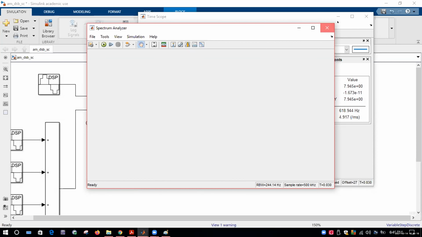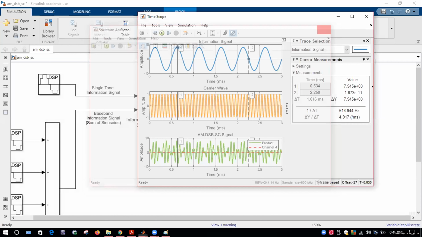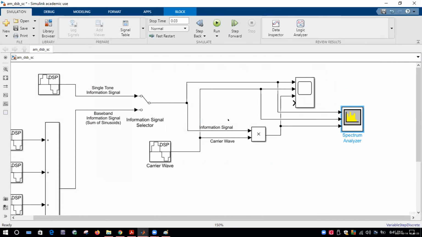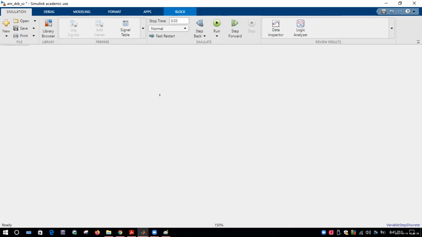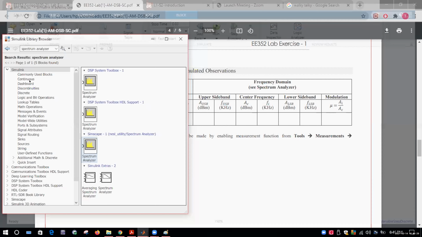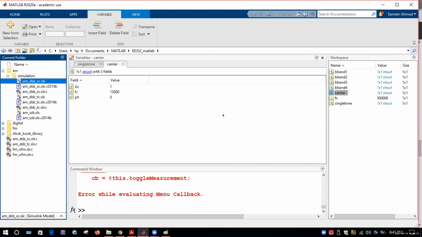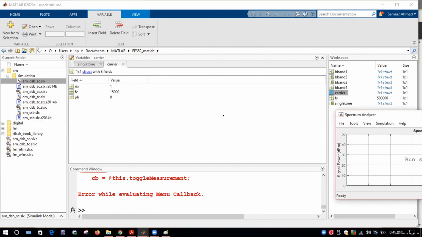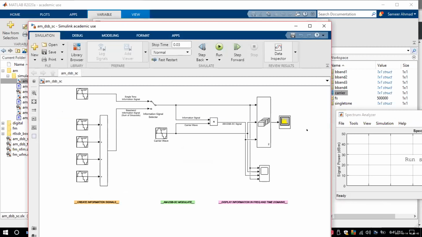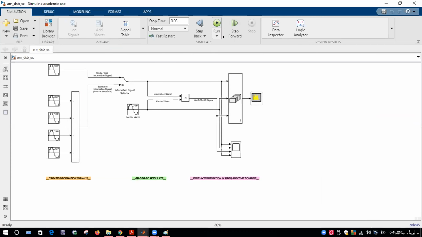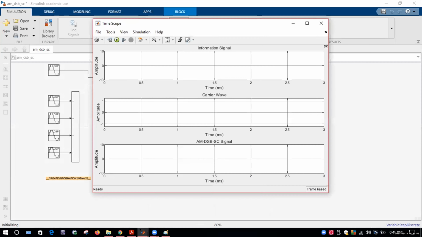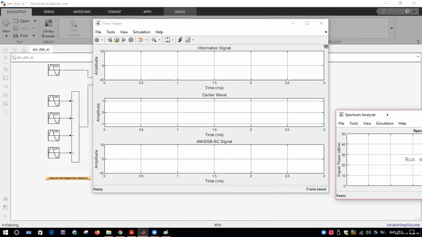What you have to do in this case is close this file and open it again. This is a problem with the spectrum analyzer, so don't worry about it. It's a problem from MATLAB, not from us. Okay, I will run it. Spectrum analyzer. Let's take this one and this one.